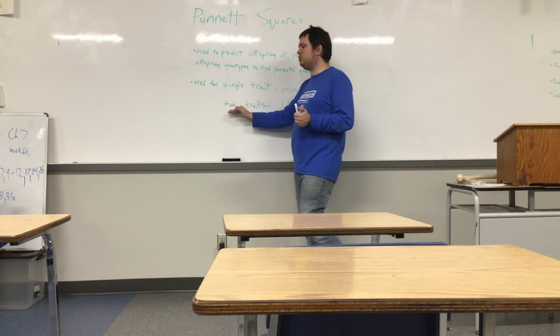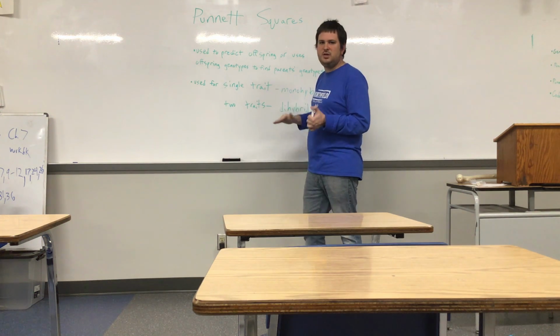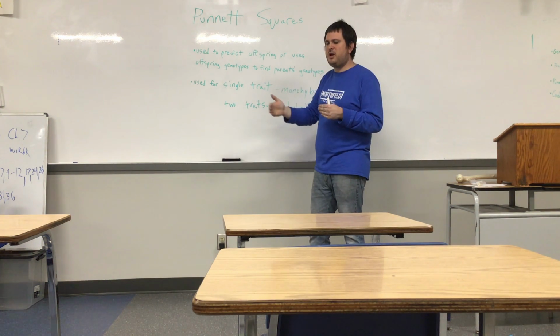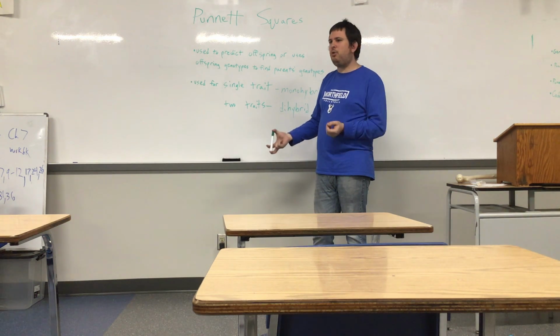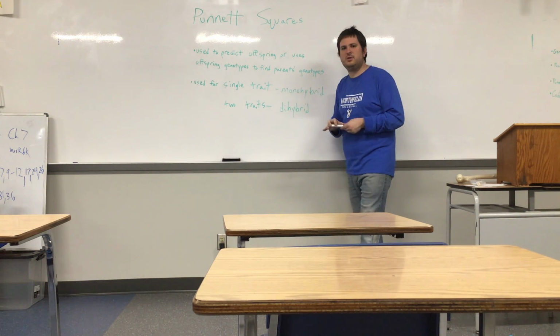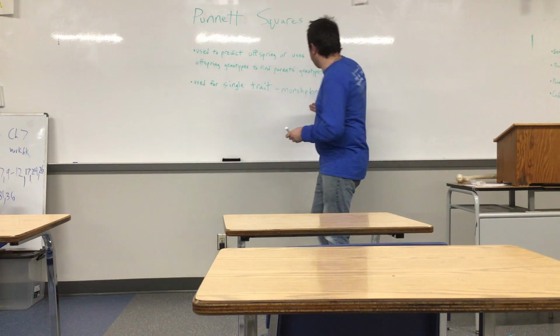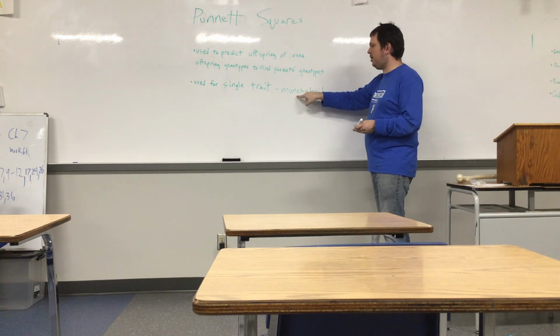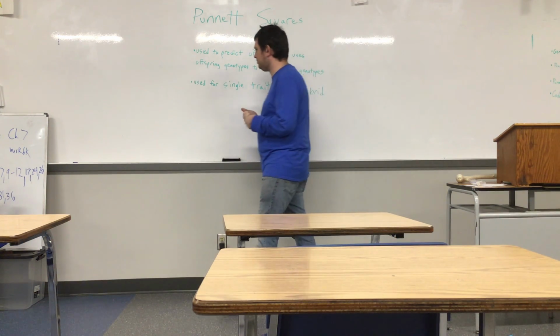And that would be for two traits, which you would do the same way that you would do the monohybrid, but there would be a little bit more to keep track of, and it would be a little more complicated when we are reporting the results of what we found. So, for now, we are focusing only on the single traits, only on the monohybrid crosses.